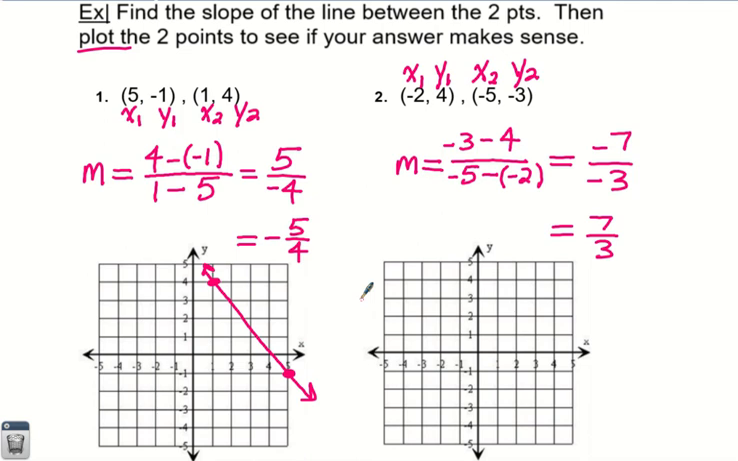And let's plot these just to double check. Negative 2 comma 4. This isn't rise over run. This is plotting x and then y, left and then up. And then the other one is left 5 and then down 3. Again, for like the third time, to plot negative 5 comma negative 3, I go left and then down. That's different than slope being rise over run.